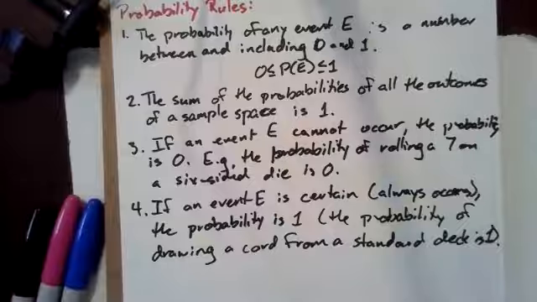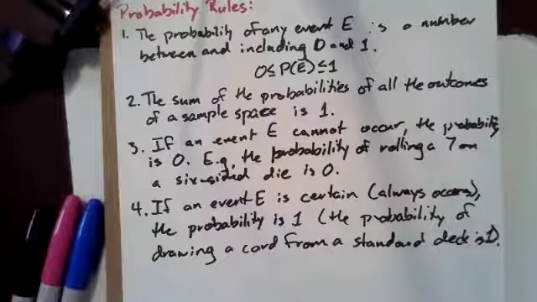Here are some probability rules that are important to know. The probability of any event E is a number between and including 0 and 1. So 0 is less than or equal to P(E), which is less than or equal to 1. The sum of the probabilities of all the outcomes of a sample space is 1. If an event E cannot occur, the probability is 0. For example, the probability of rolling a 7 on a six-sided die is 0.